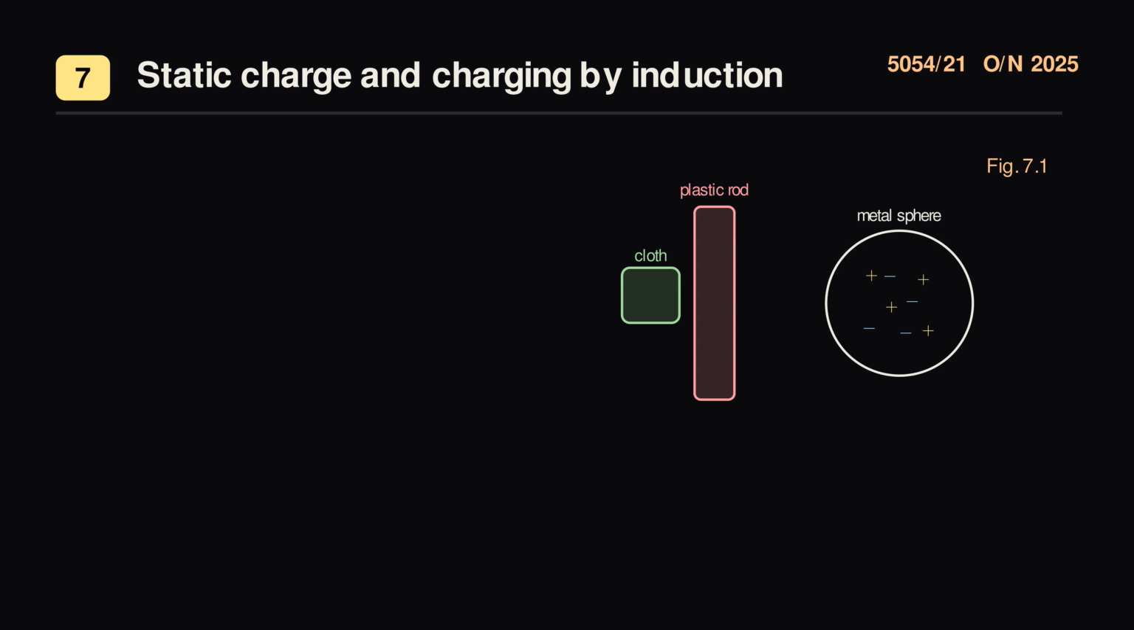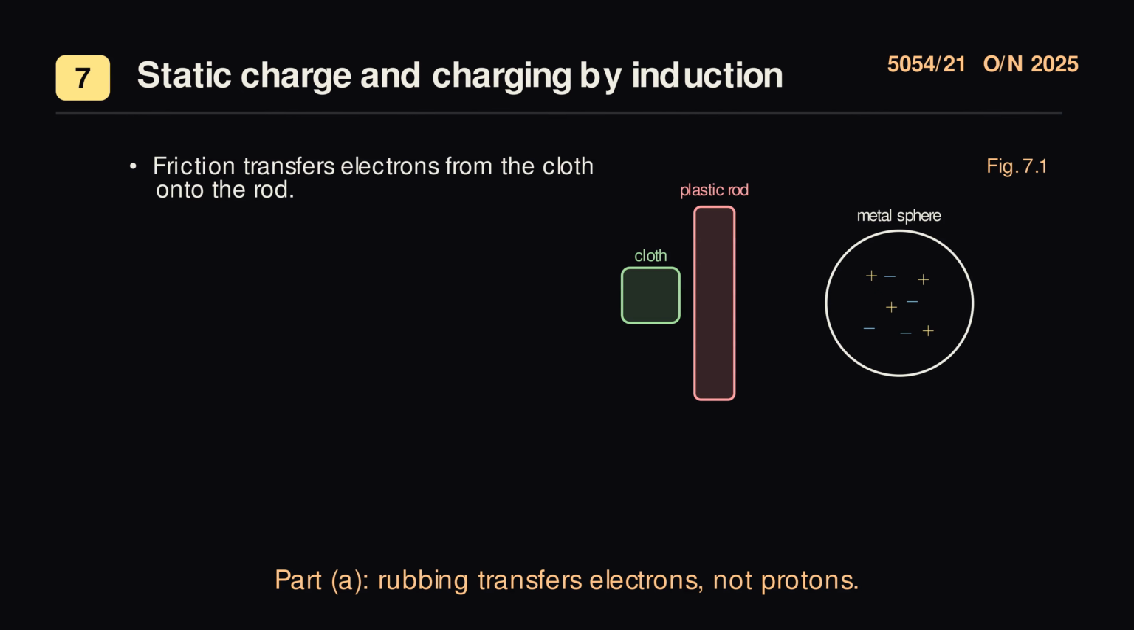Question 7. A charged plastic rod is brought near a metal sphere. The key idea is that electrons move, but positive nuclei stay fixed. Part A: rubbing transfers electrons, not protons. Electrons move from the cloth onto the rod. The rod gains electrons, so it becomes negatively charged, the cloth is left positive.